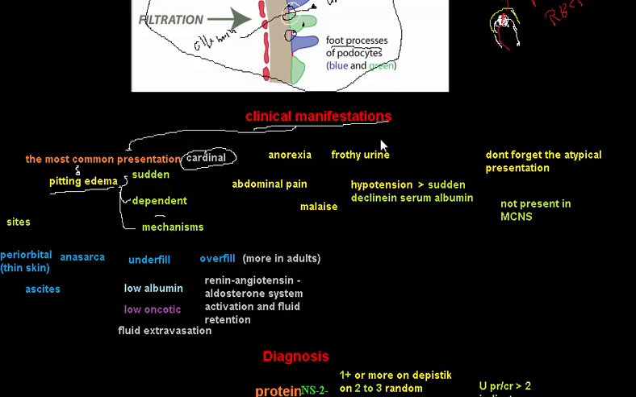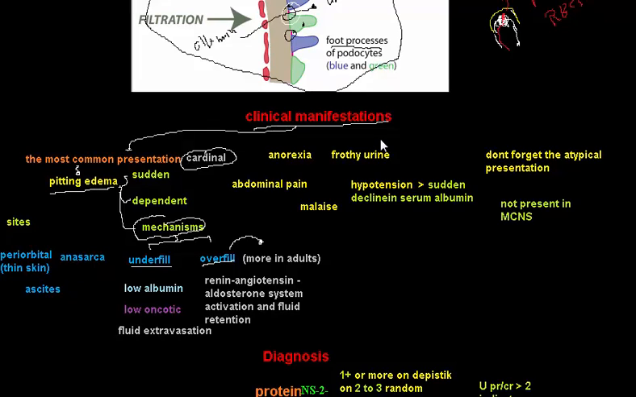And the mechanism of this edema, there are two mechanisms: the underfill mechanism and the overfill mechanism. Okay, underfill mostly goes with the children, and the overfill explains mostly the adult edema.